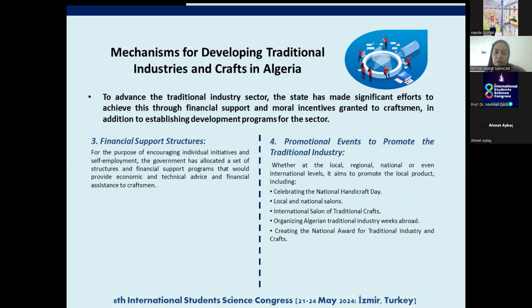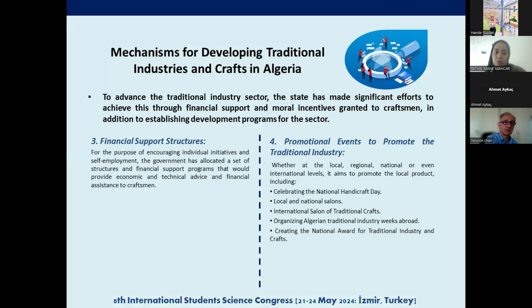In the third, we have the financial support structure for the purpose of encouraging individual initiatives and self-employment. The government has allocated a set of structures and financial support programs that provide economic and technical advice and financial assistance to craftsmen. And in the last, the promotional events to promote the traditional industry, like celebrating the National Handicrafts Day, local and national salons, the International Salon of Traditional Crafts, and creating the National Award for Traditional Industry and Crafts.